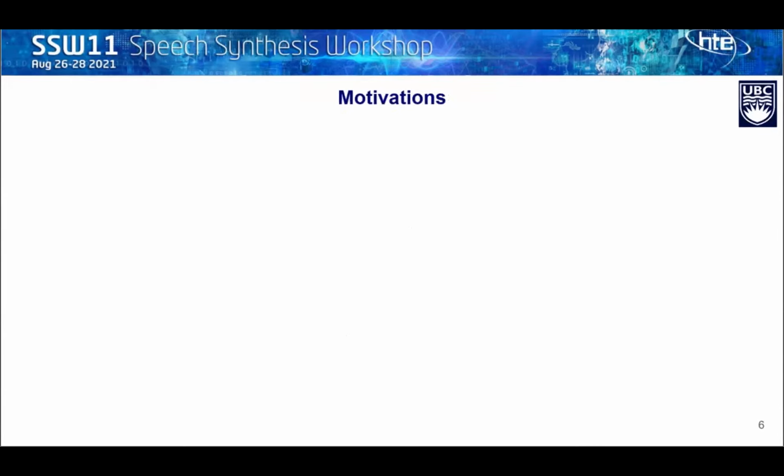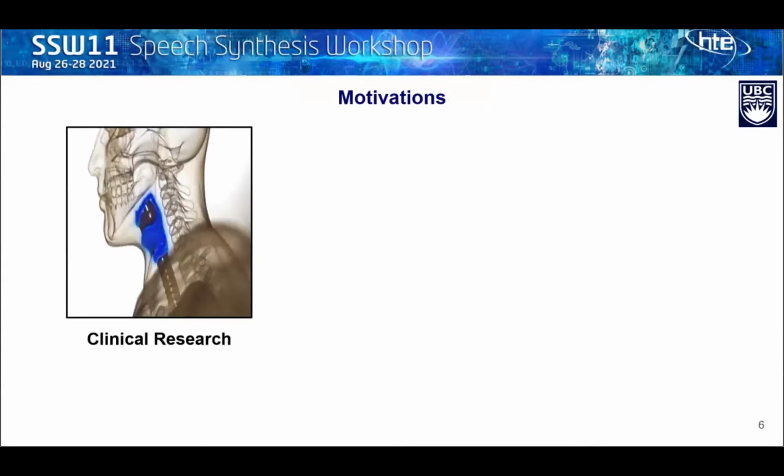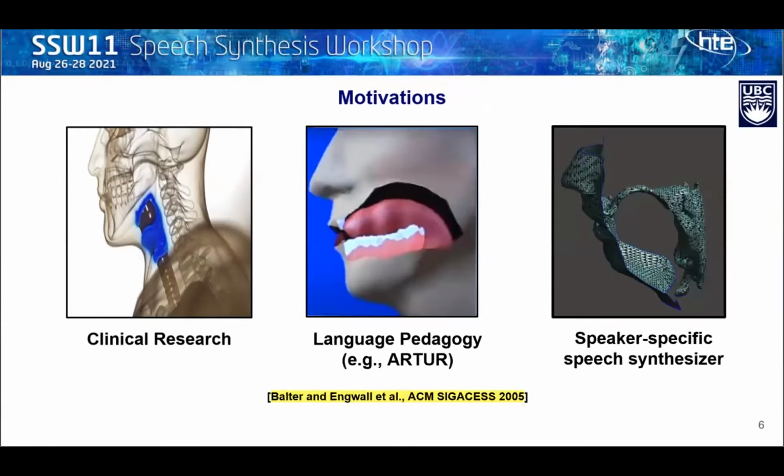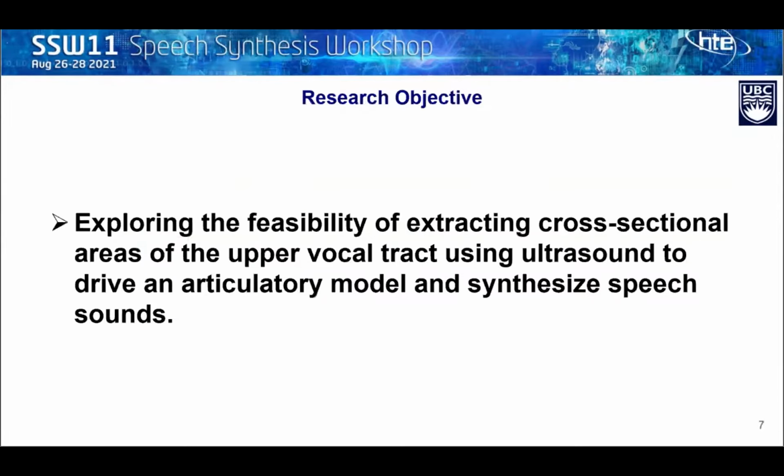The key motivations of our research are, we can use this method to image the vocal tract and build a model for clinical research, such as studying post-surgical impacts, or understanding the process of learning new languages through vocal tract imaging and modeling. And it can also be useful in designing speaker-specific articulatory speech synthesizers or silent speech interfaces. So the objective of our research is exploring the feasibility of extracting cross-sectional areas of the upper vocal tract using ultrasound to drive an articulatory model and synthesize speech sounds.